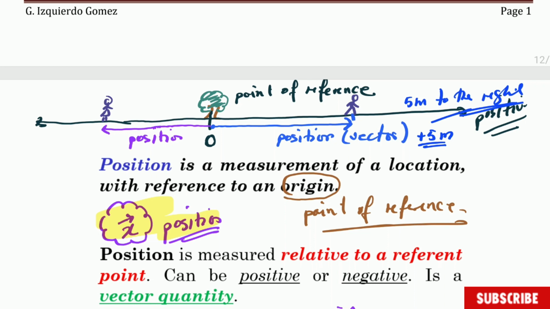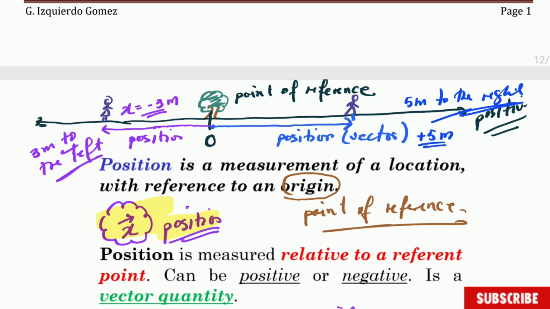But when we refer to the position of the girl, we can say that the position of this girl is equal to minus, for instance, 3 meters. That is the position of the girl. Or we can say that it is 3 meters to the left. Left of what? Left of the tree. So this is quite simple.